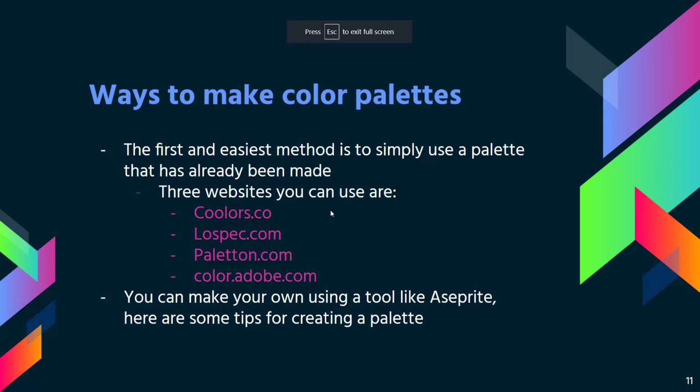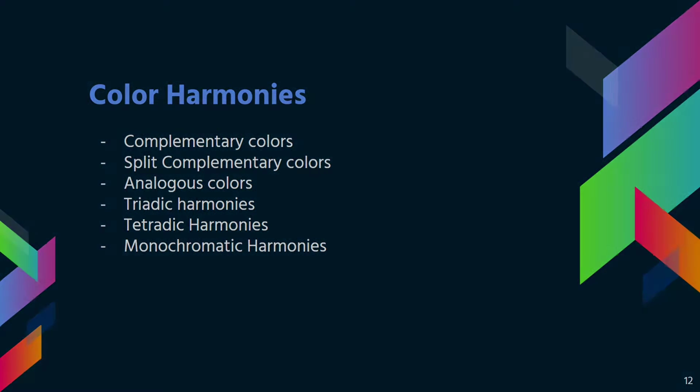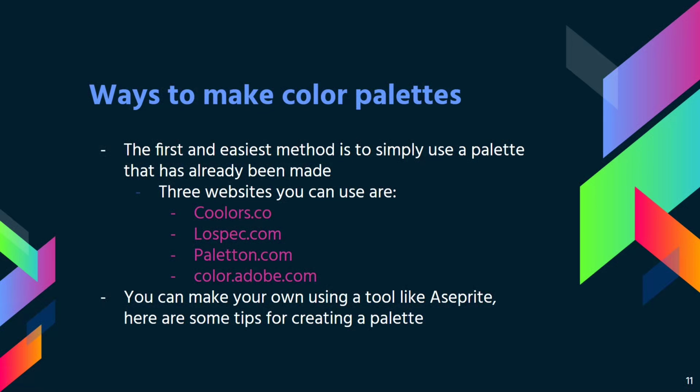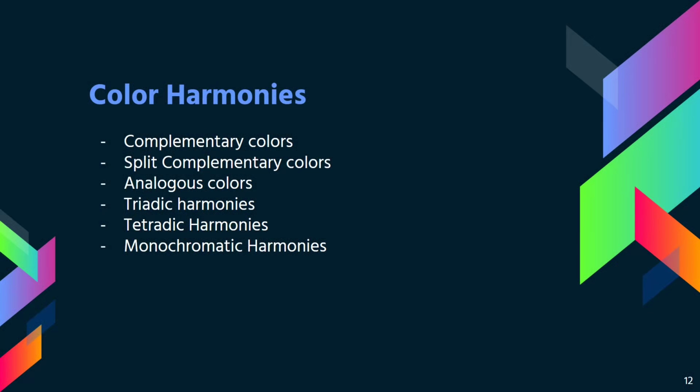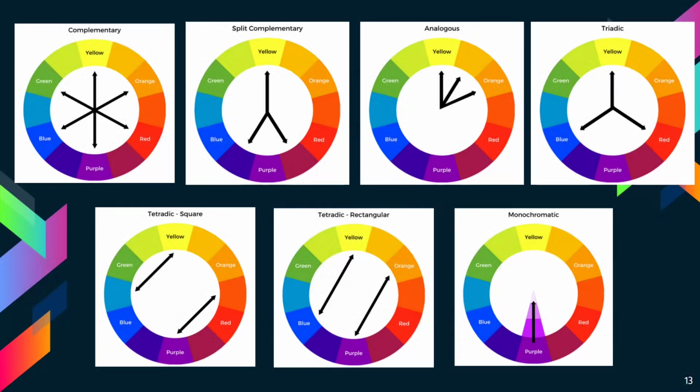All right, so if you don't want to use a premade color palette, you can make your own using tools like Aseprite, and we're going to go over some more tips that you can use for creating your own color palette. So one thing to keep in mind is color harmonies. Color harmonies are based on the color wheel, and using different harmonies, you can choose colors based on the first color you pick. They all give different tones. So let's go to the next slide to see what all the different color harmonies are.